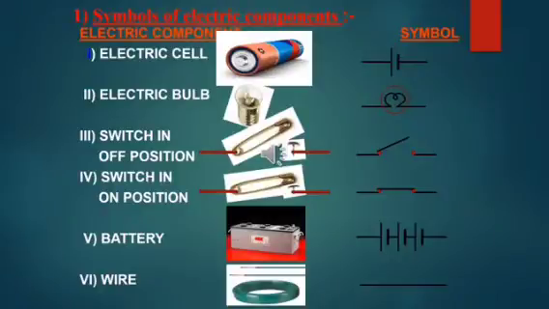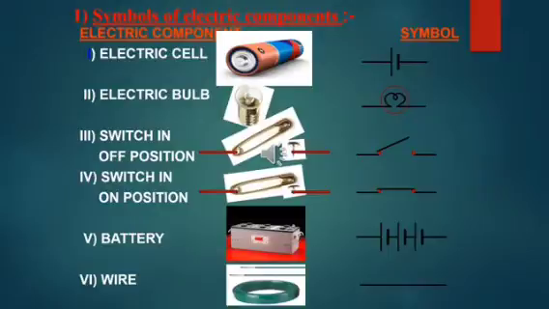Now this cell is represented by the symbol with a long line and a short line. Can you see the symbol over there on the slide? Please make a note. The long line is the symbol which shows the positive terminal, and the short line shows the negative terminal. Am I clear? So that's the first symbol which will represent a cell in your electric circuit.